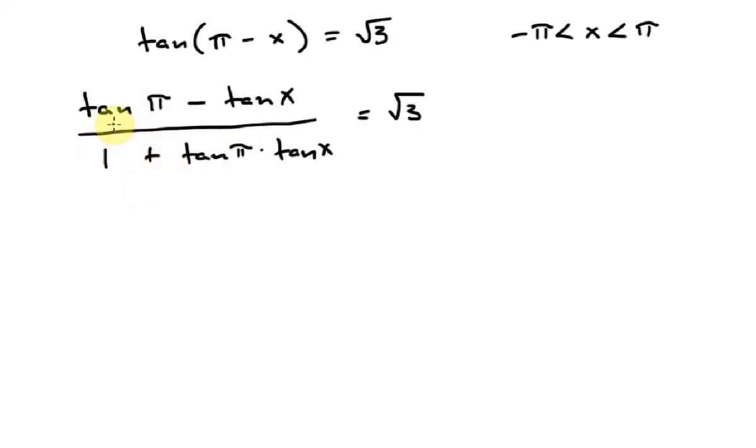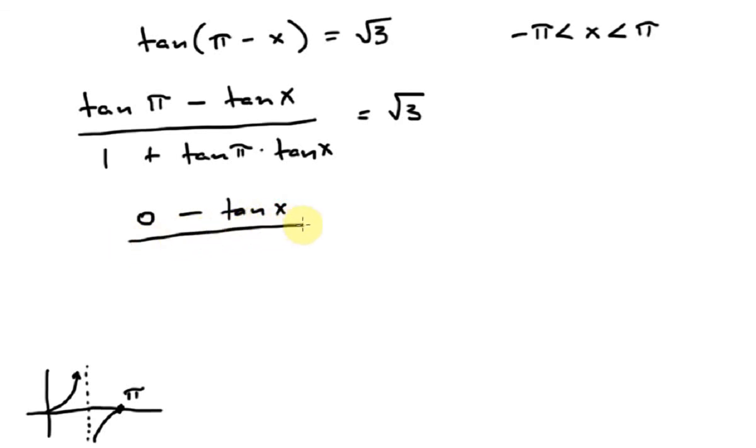If you think of your tangent graph, the tangent at pi is 0, because on the tangent graph, remember, we'll just do a mini version of it here, at pi the cycle repeats, and halfway through there's a vertical asymptote. So it kind of goes up like this, and then it comes roaring back up. And so at pi, the tangent is 0. So this is now 0 minus tan x. And on the bottom, I have 1 plus 0 times tan x. And that still equals root 3.